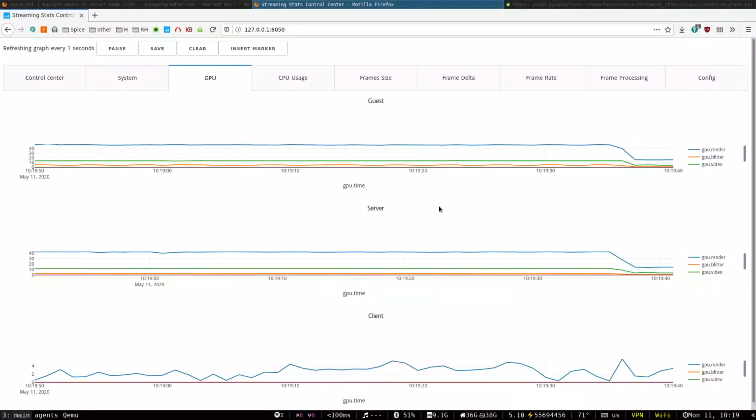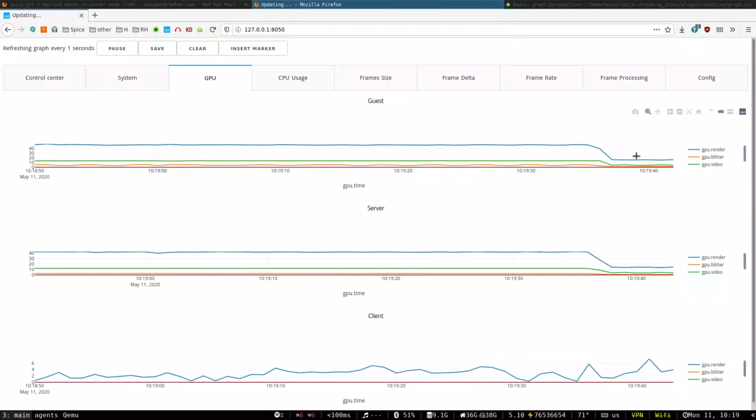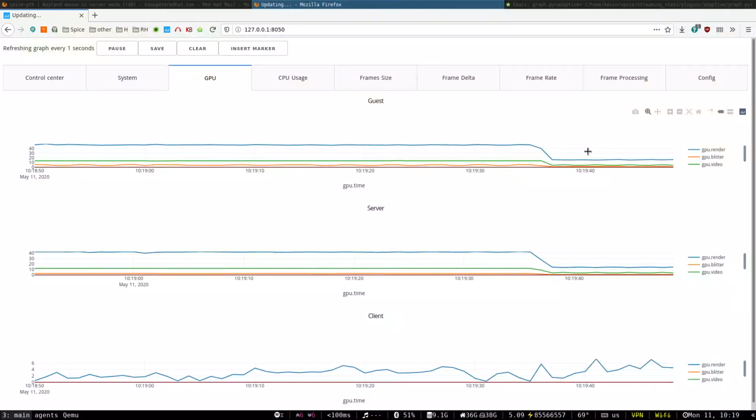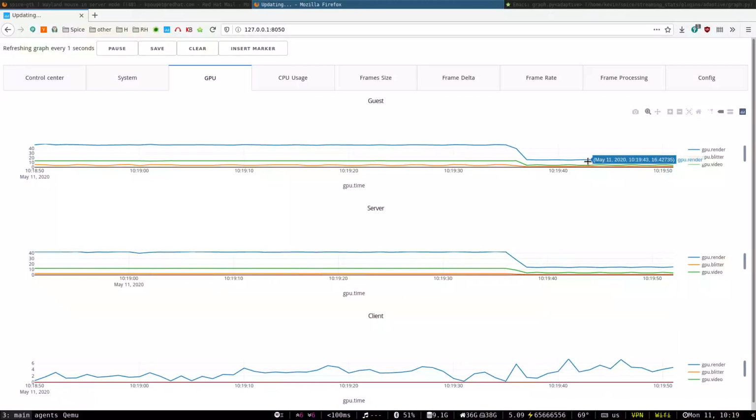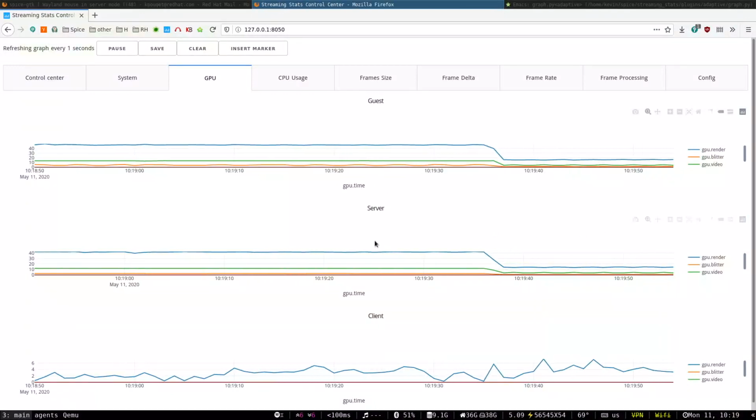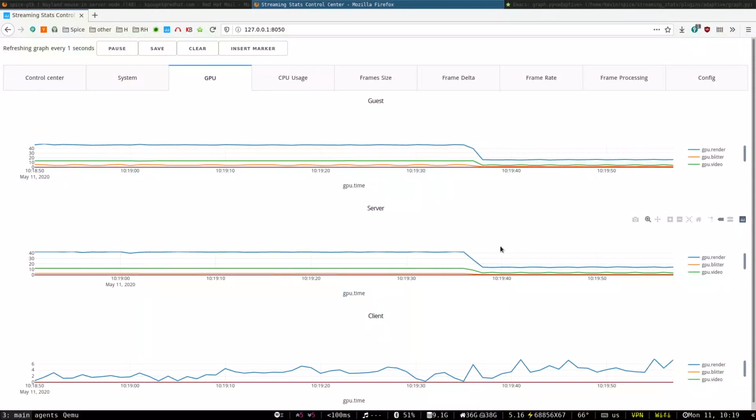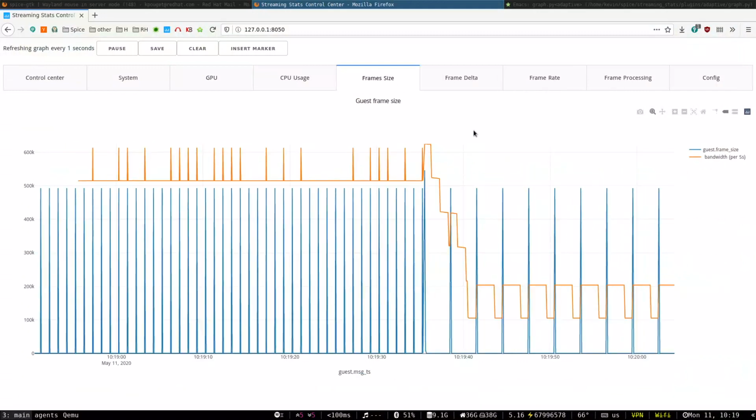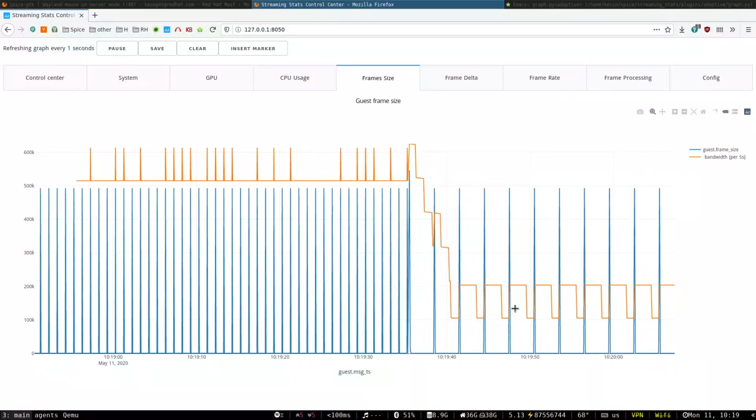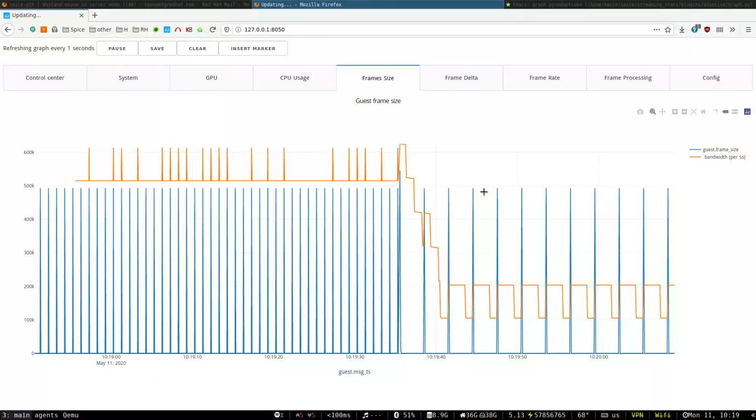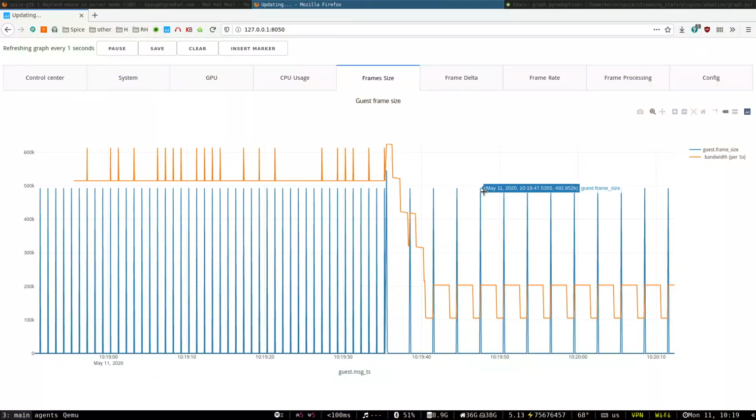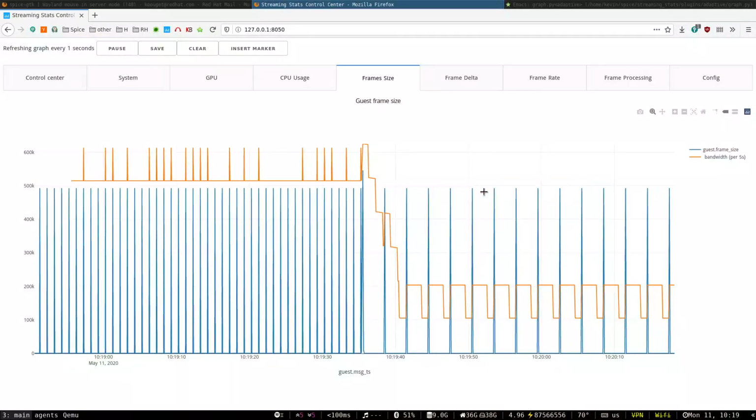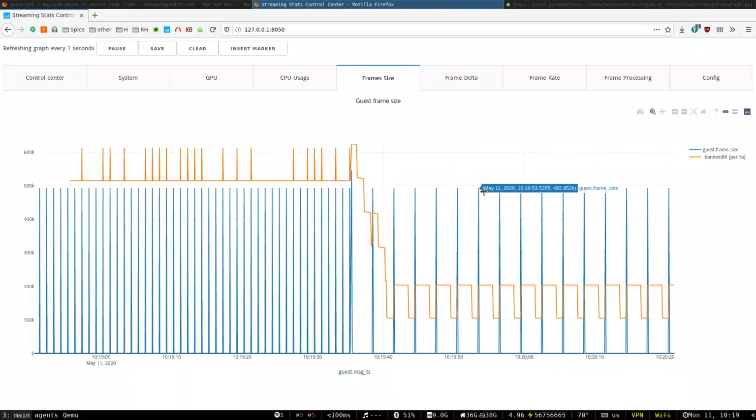and we see that when the setting is activated, the GPU consumption drops from around 50 to around 15. Same for the server, it's more the same device, only that it's split. On the frame size, we see that the keyframes are more sparse than before. So this step was the live step to have a quick understanding of how things react.